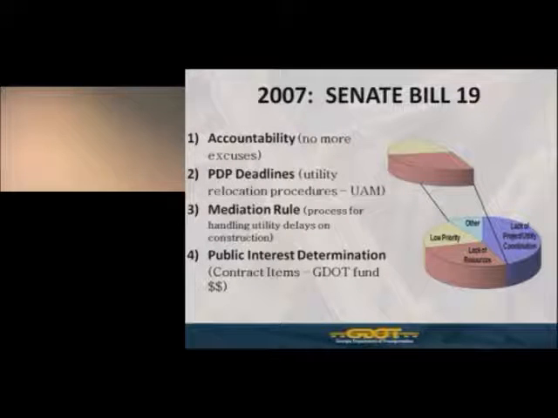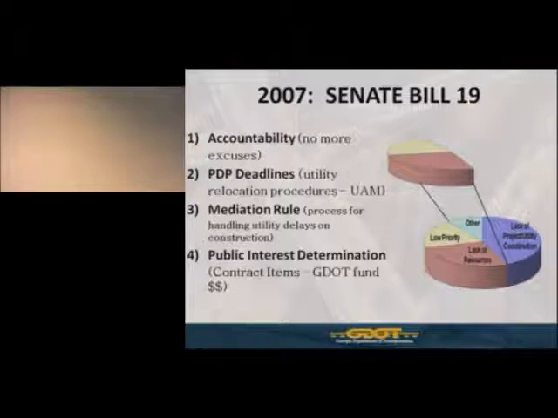As I mentioned, Senate Bill 19 went into effect in 2007. The four items that it really put into effect in state law that was not there before was, number one, the accountability. No more excuses. If there is a delay on a project, the purpose of the law is to determine what caused the delay, who is responsible for that delay, and therefore who should be held accountable and potentially financially liable for that delay.